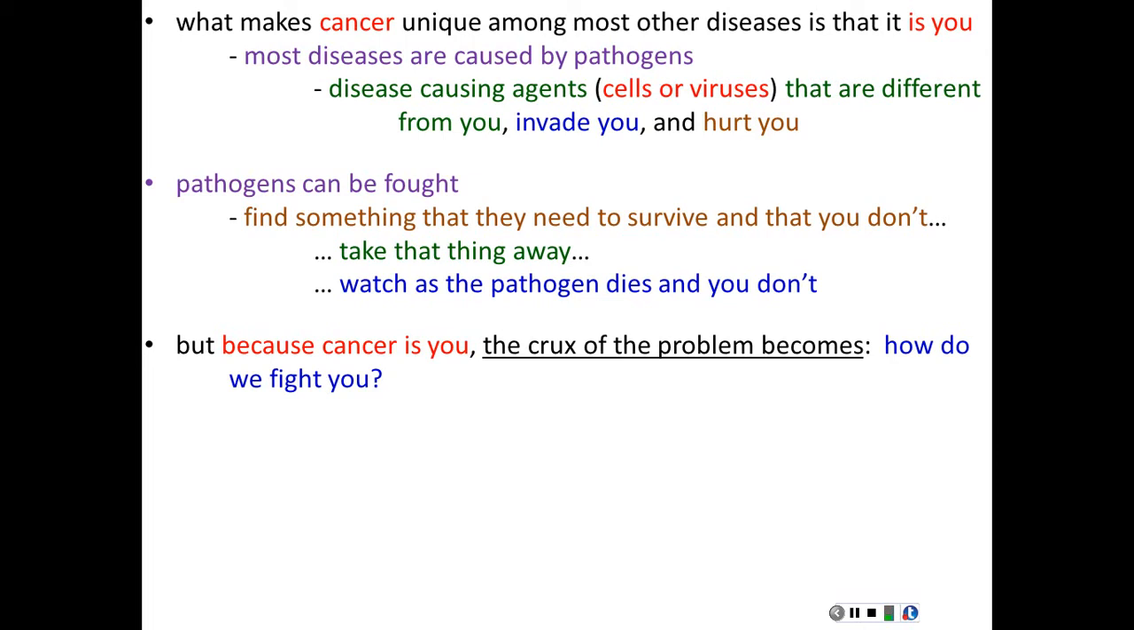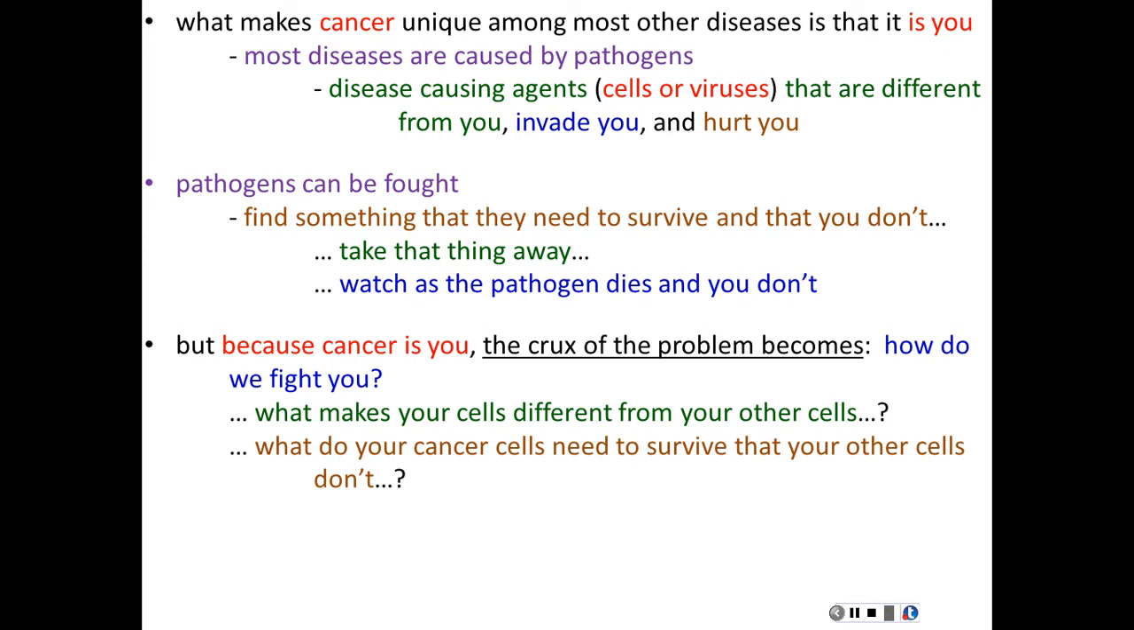But the problem with cancer is that it is you, and that's the crux of the problem in treating cancer. How do we fight your cells, the cancer cells that are from you, without killing your other cells, the healthy cells that you need to continue to survive? In other words, what makes your cells that gave rise to the cancer different from your cells, which are healthy? Asked in another way, what do your cancer cells need to survive that your other cells don't?